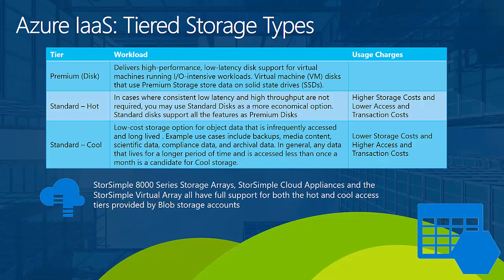With Azure Premium Storage, you can attach multiple persistent data disks and configure them to meet your performance requirements. Standard disks are ideal for cases where consistent, low latency and high throughput are not required. You may use standard disks as a more economical option to their premium storage peers. Standard disks support all of the features of premium disks but run under a lower IOPS SKU. Finally, Cool Storage offers a low-cost solution for object data that is infrequently accessed, including backups, media content, scientific data, and archives. Generally, any data that requires long-period storage and is accessed less than once a month is a strong candidate for the Cool Storage tier.